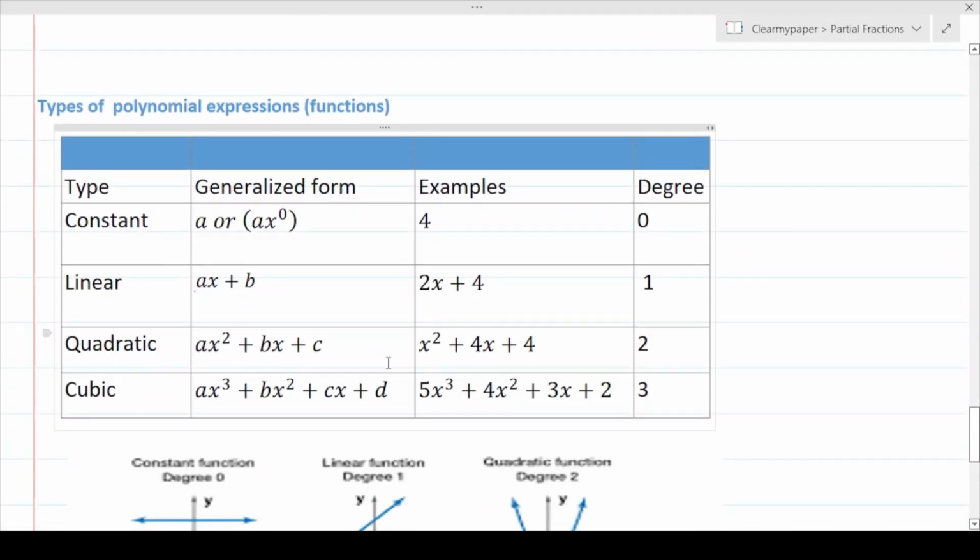If the polynomial has just one term, and that one term is a constant, which is as good as saying it's multiplied by a variable raised to 0, because anything raised to 0 is 1, so it becomes a constant. The whole expression has just one constant, for example, just 4, nothing else. That expression or function is called a constant function, and its degree is 0, because that's the highest exponent of the unknown variable, 0.